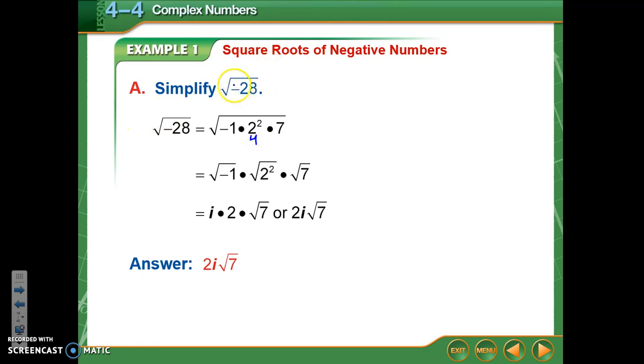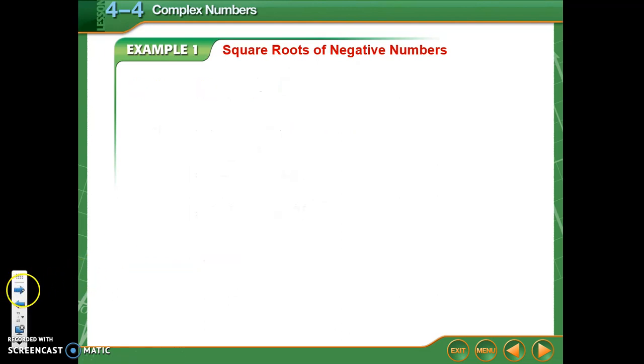So when I have a negative number under a square root, I basically rewrite it. I bring out that square root of -1 and rewrite it as i, and then I simplify the rest of it just like we did in the last video.